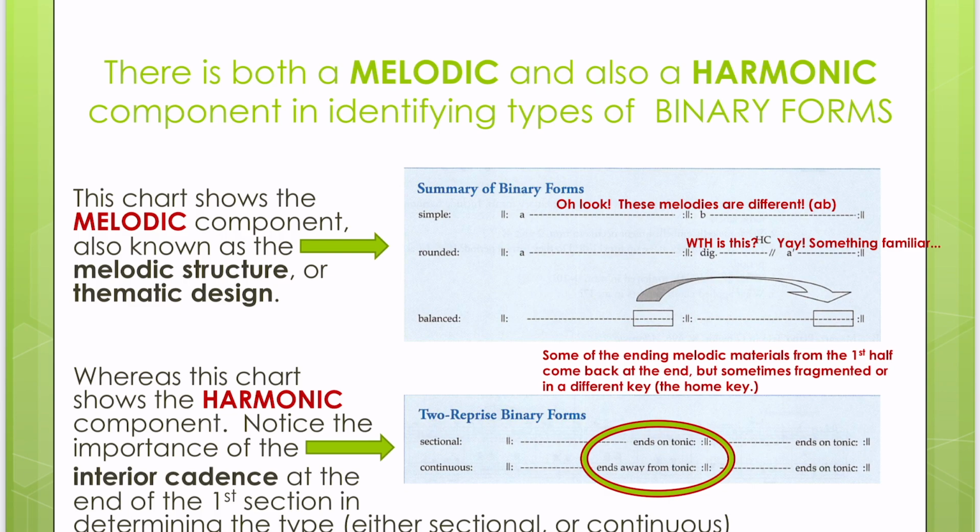With the second half of the binary form just starting a new section, it's easy to hear that. But if the interior cadence does not cadence on the tonic, we call it continuous because it doesn't sound final there. It sounds like you need the second half of the binary form to make it complete, where it does end on the tonic at the end. So that's a little easy to memorize, the sectional versus the continuous as far as the harmony goes.